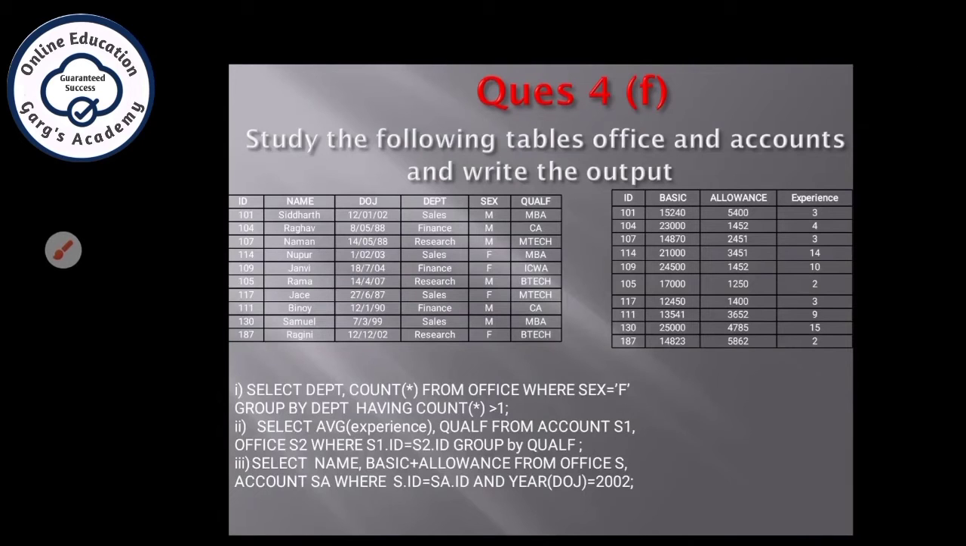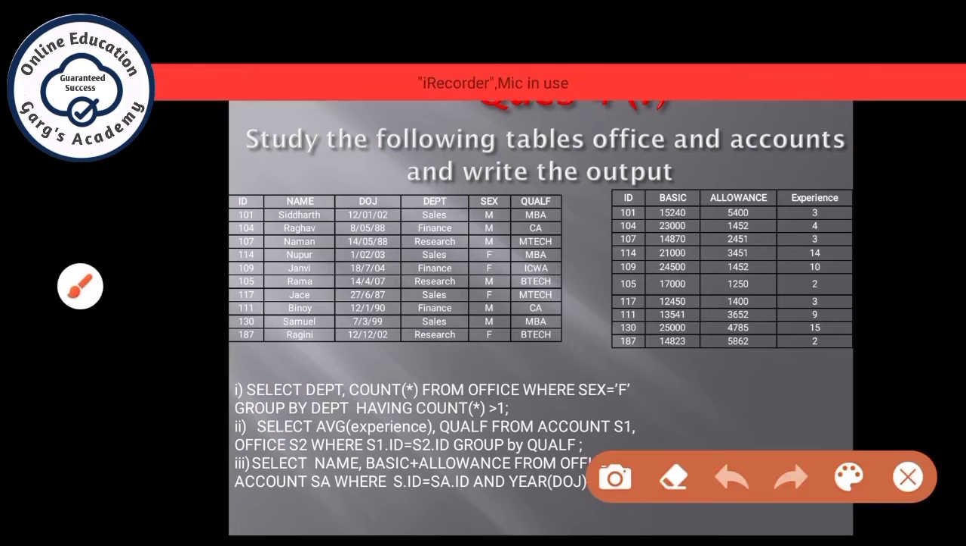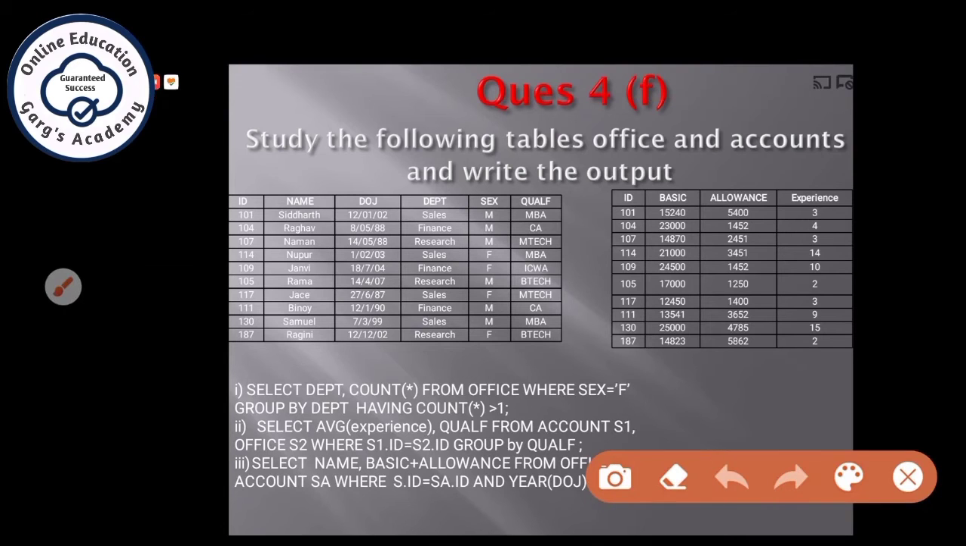Question 4th, F part. Study the following tables, office and accounts, and write the output. There are 3 questions and you have to write the output for these 3 questions. First question, select department, count star from office where sex is female. So this is the office table, and now we can check how many female candidates are there. There are only 4 female candidates.